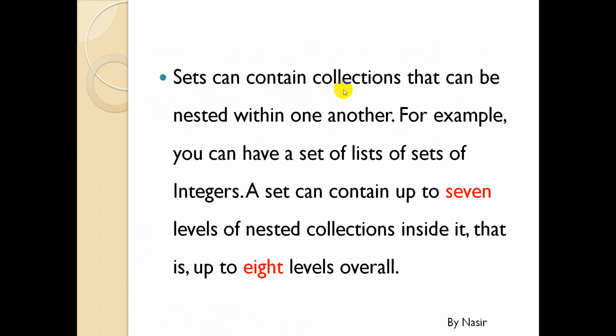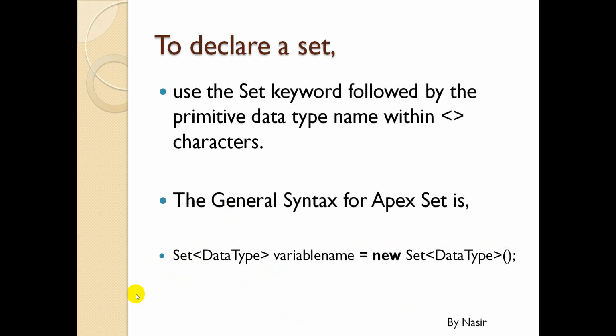A set can contain collections that can be nested within one another. For example, you can have a set of lists of sets of integers. A set can contain up to 7 levels of nested collections inside it, that is, up to 8 levels overall, and we are going to see it in examples.